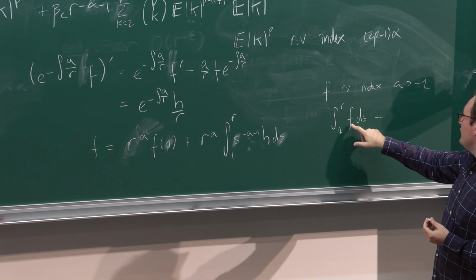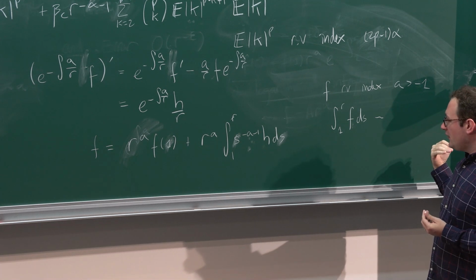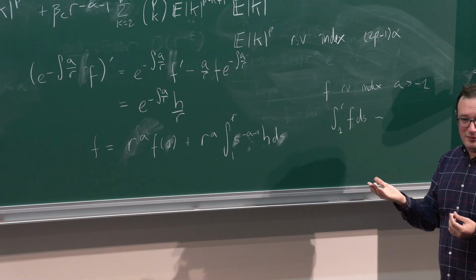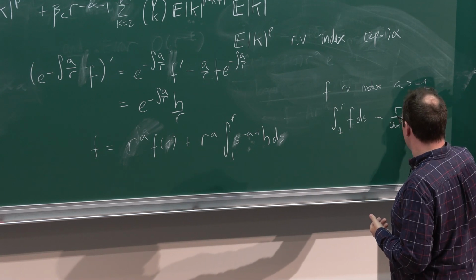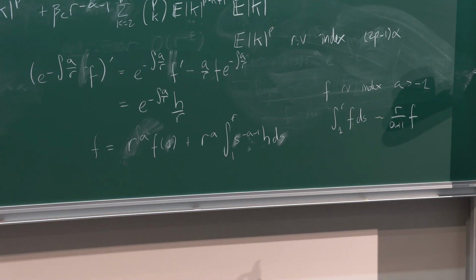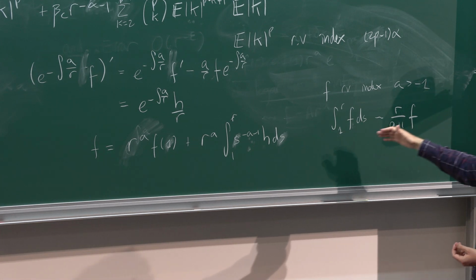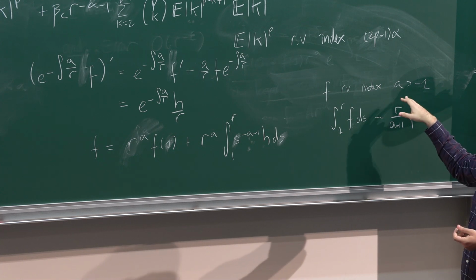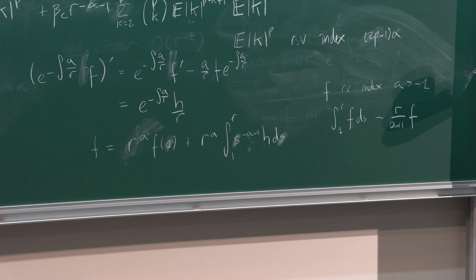If this was actually just r to the a, then when you integrate it, I guess you multiply by r and divide by a plus 1, right? And this is in fact just true. This is one of the basic facts about functions of regular variation. There's a similar one when a is strictly less than -1, but then you have to look at the tails of the integrals. And in the case a equals -1, it can be quite delicate, and it depends exactly what your function is. Okay.